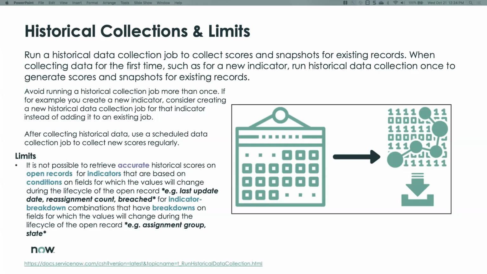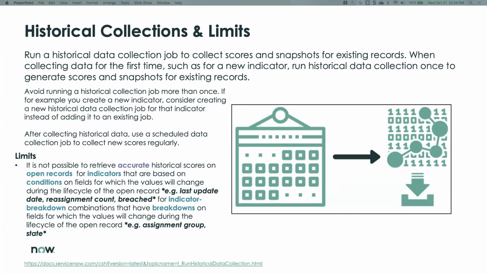So there are some limits. It is not possible to retrieve accurate historical scores on open records for indicators that are based on conditions or fields for which the values will change during the life cycle. For example, if a state changes, the historical job is only going to collect whatever state it is in when it's run. So if you have something that's looking at opened and then you decide to run historical, and that historical is looking for a state that's closed, and it happens to close, but you're not ready to actually show it like that, then it will change that data. So remember that when you do those things historically, data will obviously change for that.